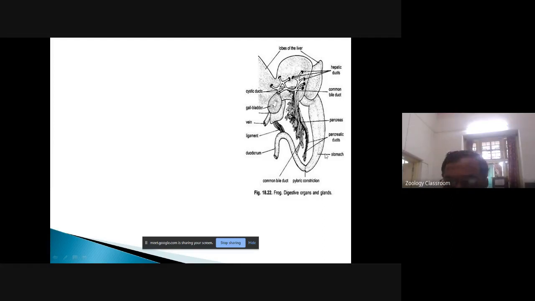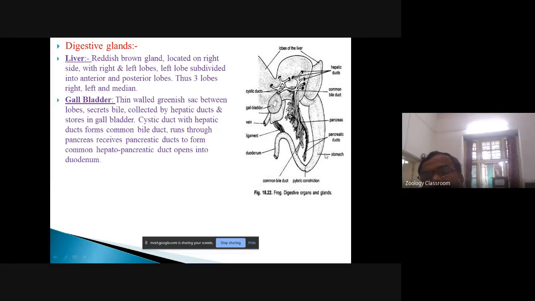Now let us consider further details of the liver. The liver is the largest digestive gland present in the body of the frog. What is the color of the liver? The color is reddish brown, that is bright red or reddish brown. Where is it located? It is located on the right side. So this is the right side of the body cavity. And further it shows the right lobe of the liver and the left lobe of the liver. The left lobe is subdivided into the median lobe. So it shows the right lobe, left lobe, and the median lobe.